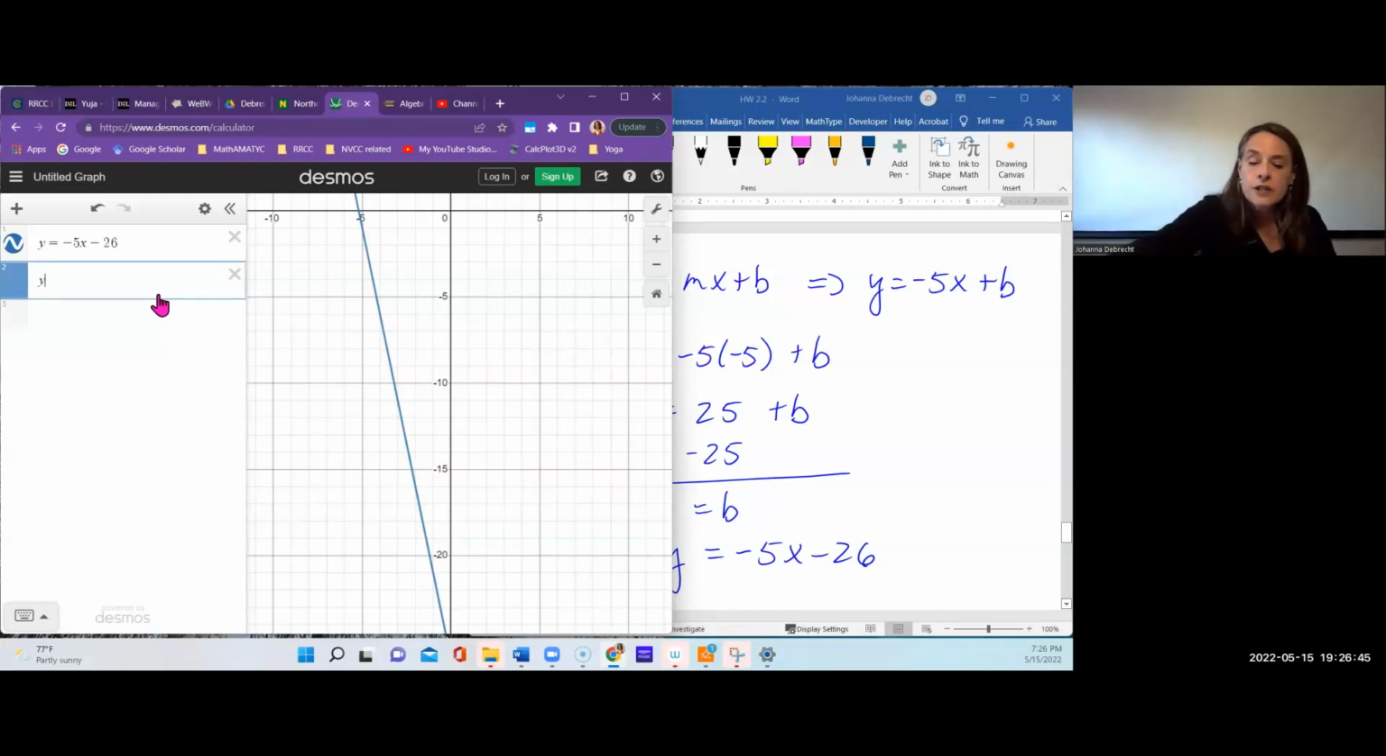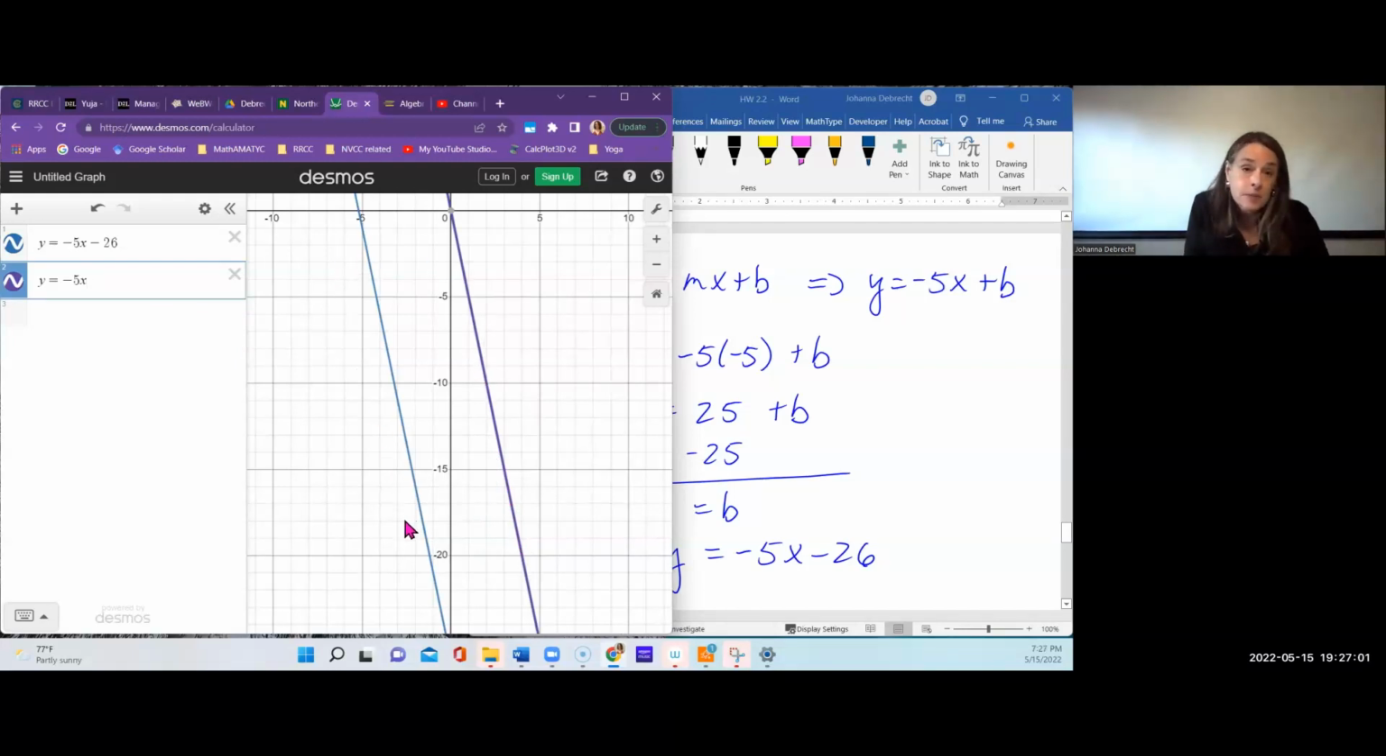So any equation that starts with y equals negative 5x, but doesn't have negative 26 as the y-intercept, is going to be parallel. By parallel, we mean they go up and over at the same rate, which means they have the same slope, but they cross the y-axis at different points, making them parallel. They'll never touch and never cross.